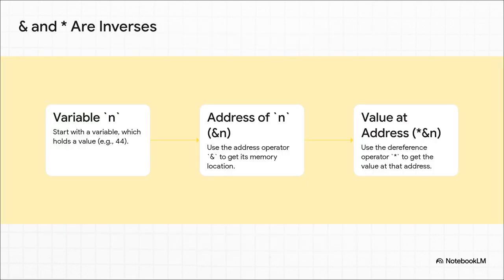And this is what's so cool about it. The address of operator, the ampersand, and the dereference operator, the asterisk, they are perfect opposites. They're like plus and minus. Watch this. You start with the house, n. Its value is 44. Then you use the ampersand to get its address. Now you have &n. Then you immediately use the asterisk to follow that address. What do you get? You're right back at the house with the value 44. They completely cancel each other out. It's a perfect round trip.